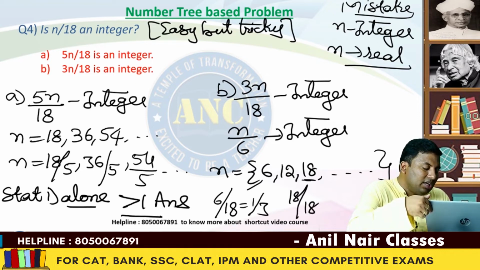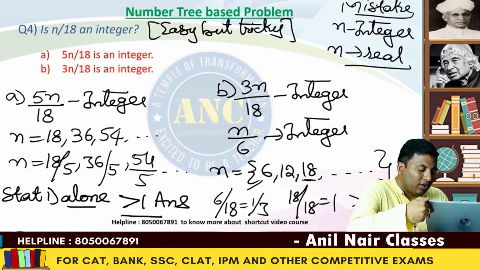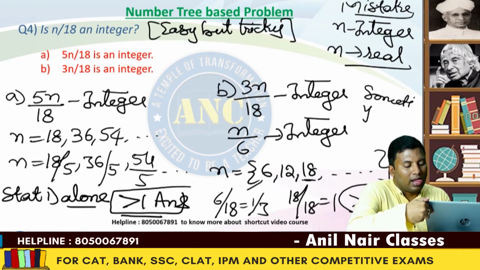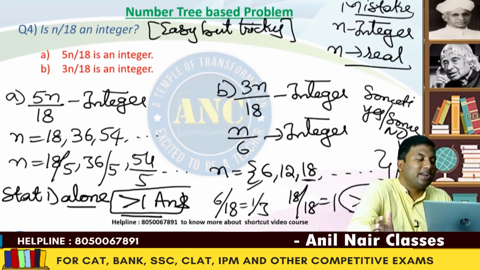18 by 18 is 1. Is 1 an integer? Yes. Again I am getting greater than one answer. Statement 1 is giving me greater than one answer. Statement 2 is giving me sometimes yes, sometimes no. Sometimes yes and sometimes no is not valid in data sufficiency. I hope the idea is clear.